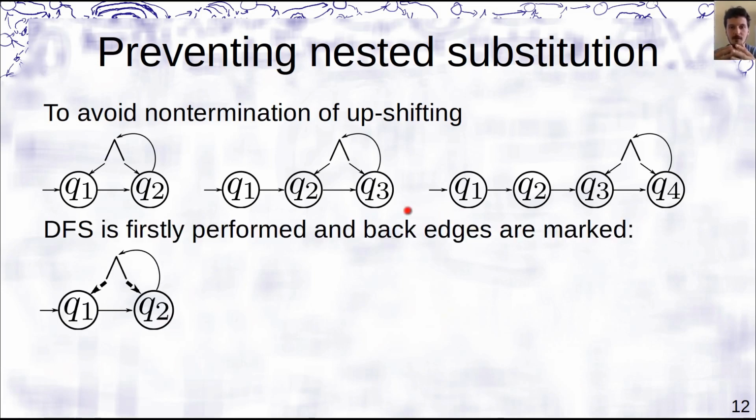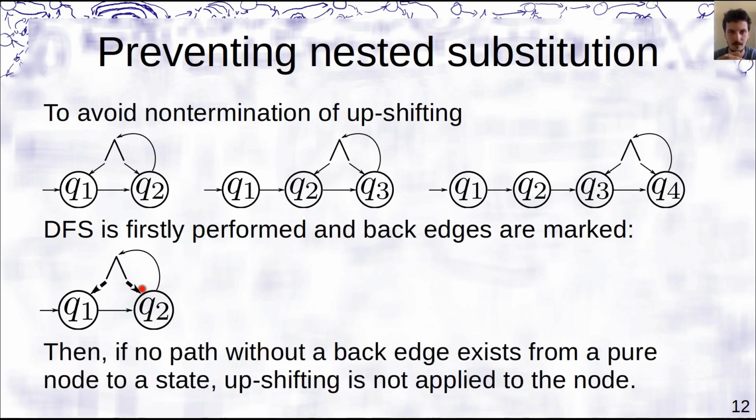Luckily, we have found a heuristic that avoids such infinite looping, but still enables using some upshifting in cycles of the automaton. Before any upshifting, a depth-first search is performed on the automaton. Back edges of the depth-first search are marked. Then we pose an additional restriction on upshifting a node. It can be upshifted only if there is a path without a back edge from the node into any state. Here we can see that all paths from the disjunction to states have a back edge, so its upshifting is forbidden.